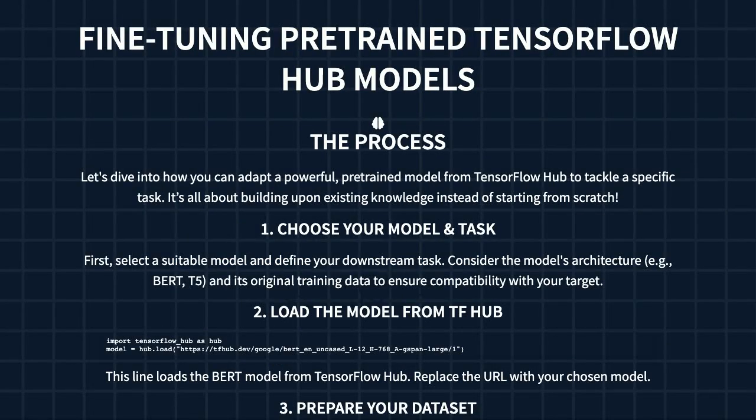Okay, let's talk about fine-tuning pre-trained models. It's a really smart way to get great results without needing to train an AI from scratch. You start by picking a model that's already good at something related to your goal, like BERT for text tasks, and then load it using TensorFlow Hub. Next, you need to make sure your data fits the model's needs, which often means preparing it in a specific way. Sometimes, you might even add a small layer on top of the base model if you need a particular output format. Finally, remember to use a really low learning rate during training. We're just nudging the model a little, not completely rebuilding it.